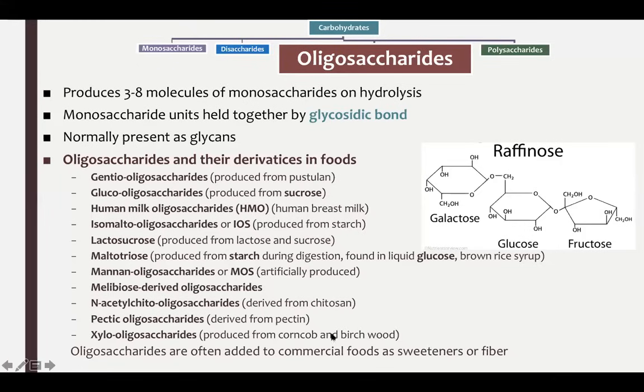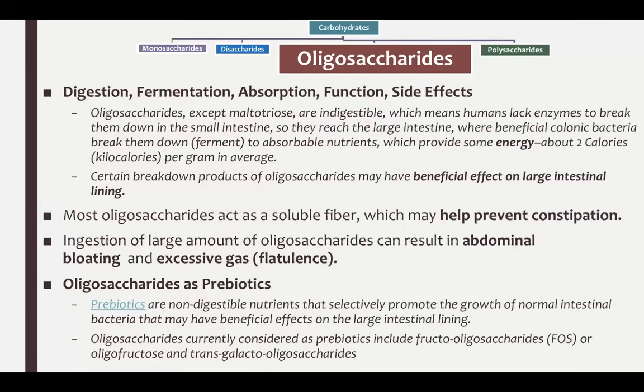Oligosaccharides are also often added to commercial food as sweeteners or fibers. So if we want to know what will happen if we eat oligosaccharides: normally oligosaccharides are indigestible, and humans don't contain the enzymes that can break them down.